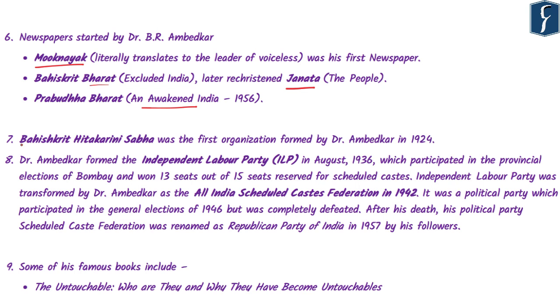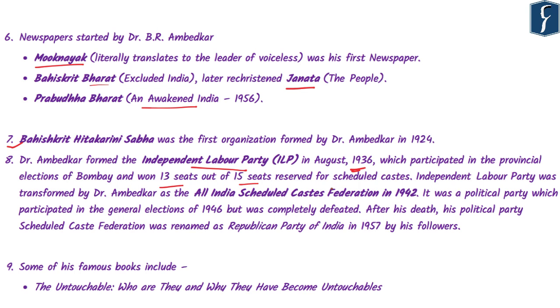Bahishkrit Hitkarni Sabha, this was the first organization started by Dr. B.R. Ambedkar in 1924. Dr. B.R. Ambedkar formed an organization called Independent Labour Party in 1936. And this participated in the provincial elections of Bombay. You would know provincial elections were in 1937. And in this, the organization of Dr. B.R. Ambedkar had quite impressive success. It won 13 out of 15 seats reserved for the scheduled castes.